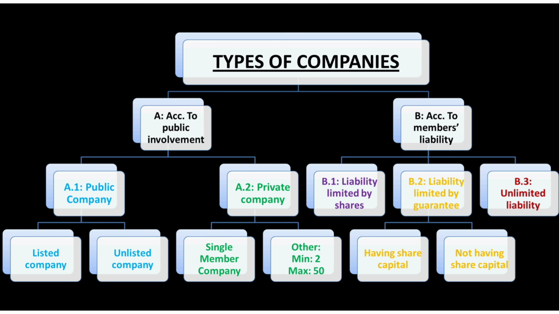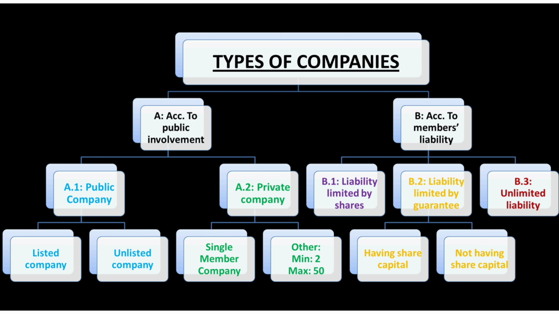So to repeat, A1, public companies can further be subdivided or categorized into listed and unlisted companies, and on the other hand, private companies can be subdivided into either a single member company SMC or a company other than an SMC, that is a company which does not have a single member but can have a minimum of 2 members and a maximum of 50 members.